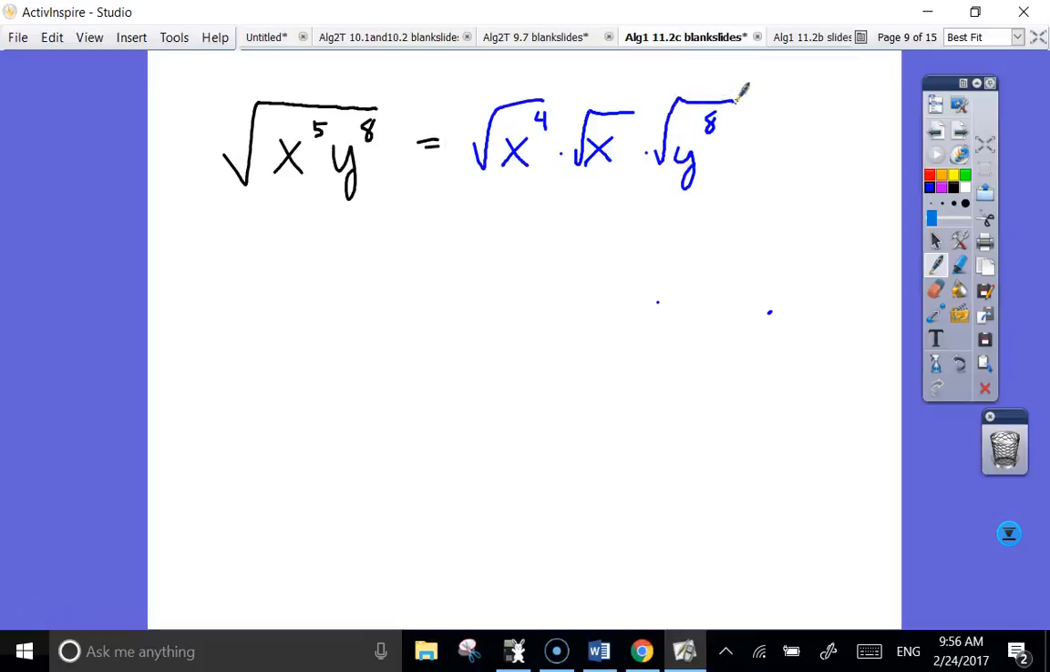Okay, what is the square root of x to the 4th? X squared, right? The square root of x cannot be simplified. What is the square root of y to the 8th? Y to the 4th. And now we just need to put everything together that's outside the radical, x squared y to the 4th. And everything that's in the radical just consists of an x.